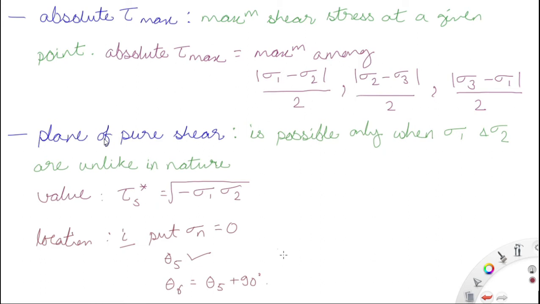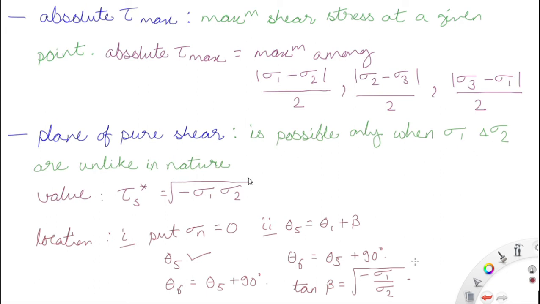Now the plane of pure shear. The plane of pure shear means it does not have any normal stresses, as opposed to the principal plane. The principal plane is the plane which does not have any shear stress. So opposite to that principal plane is the plane of pure shear. The plane of pure shear does not have any normal stresses. This is possible only when sigma 1 and sigma 2 are unlike in nature.